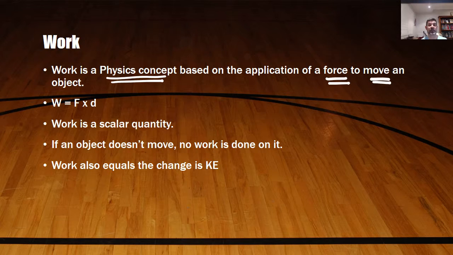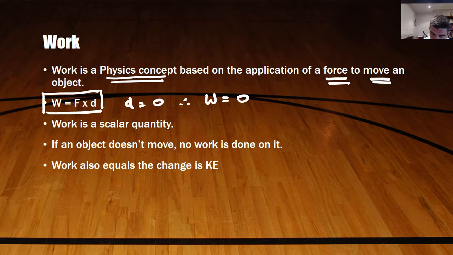And therefore, in order to calculate work, we need to use the formula work is equal to force times distance. So obviously, if the distance is 0, then anything multiplied by 0 is going to be 0, and therefore we're going to end up with no joules of work. Now, work is a scalar quantity like energy. And in fact, as I mentioned, if the object doesn't move, then there is no work done on it.